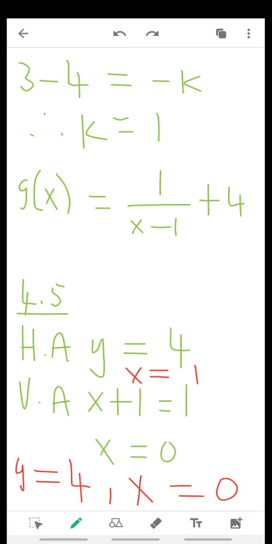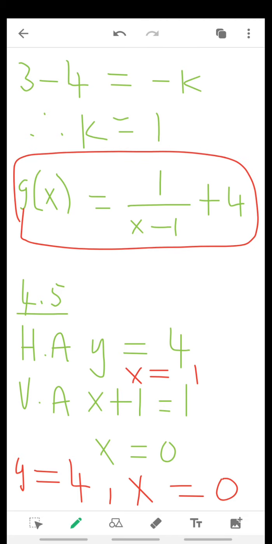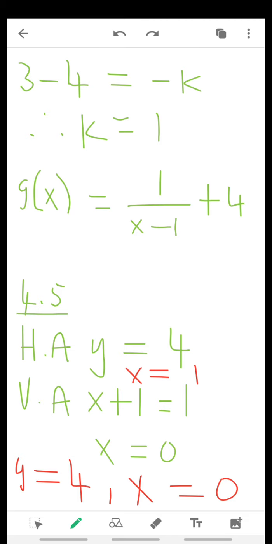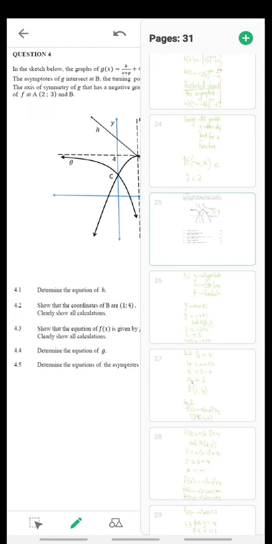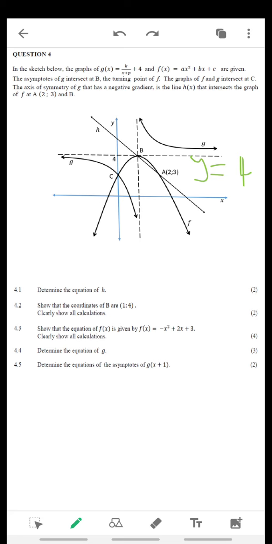Okay, now let us go to 4.5. g is that equation there, g of x equals 1 over x minus 1 plus 4. So we have actually found the equation of g. Now let us go and answer 4.5. Very important: determine the equation of the asymptotes of g. The asymptotes of g.